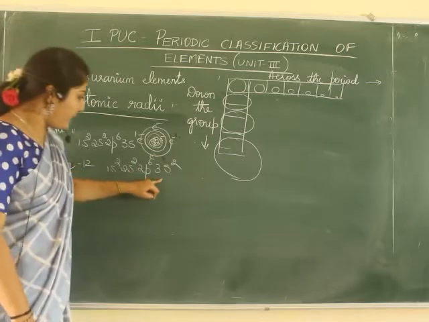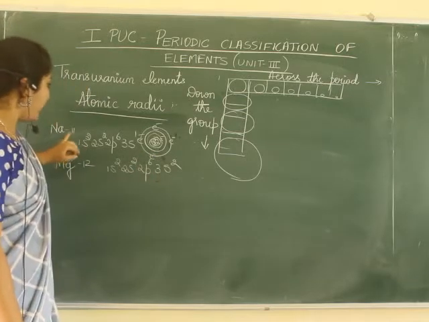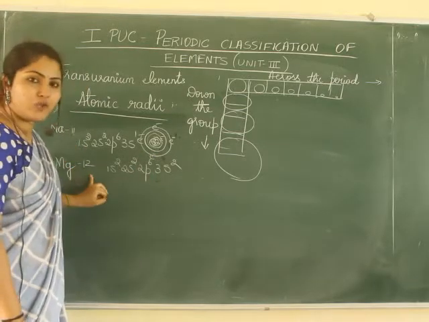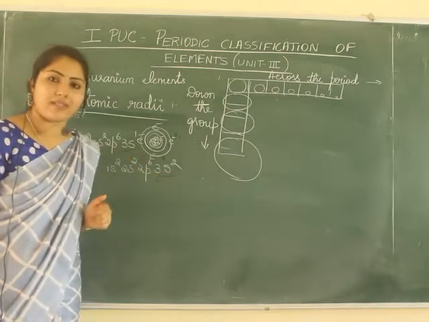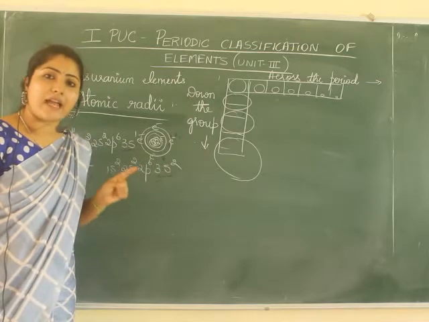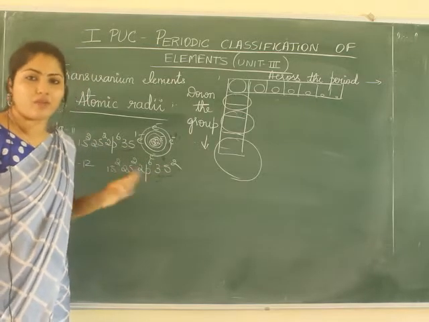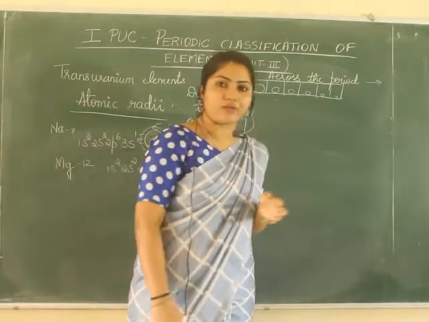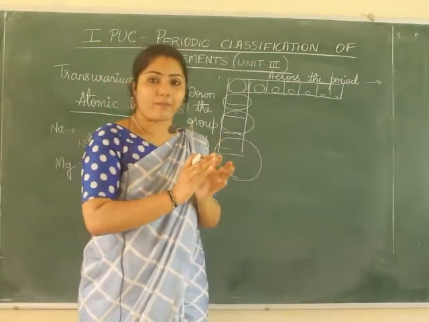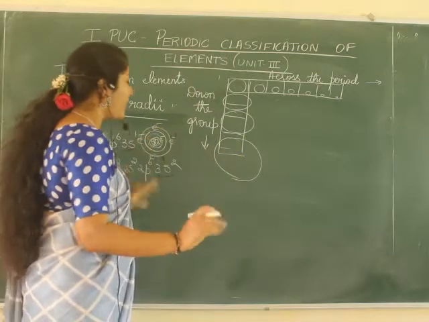Now you see, sodium is 11, magnesium is 12. See, 3s, 3s. Where is the electron getting added? The electron gets added to the same shell. I'm just giving you an example. If you observe the electronic configurations, you will get to know that the outermost shell is the same.